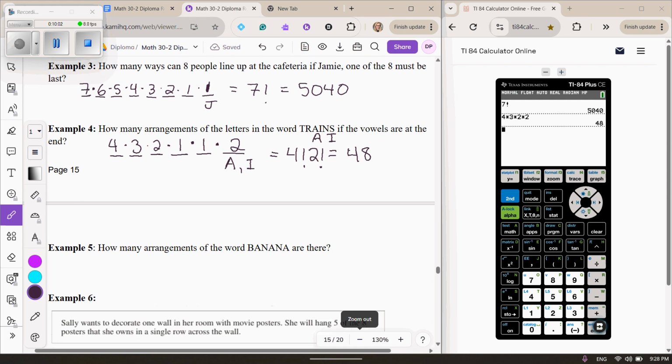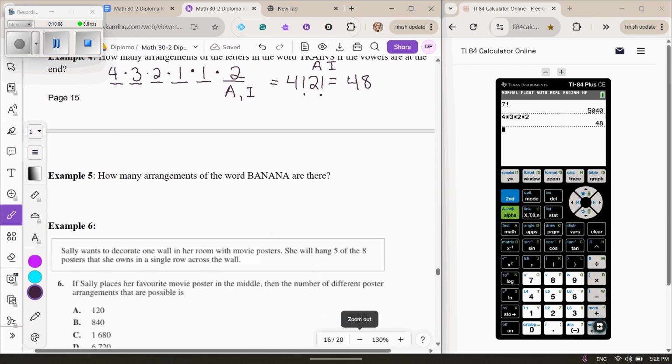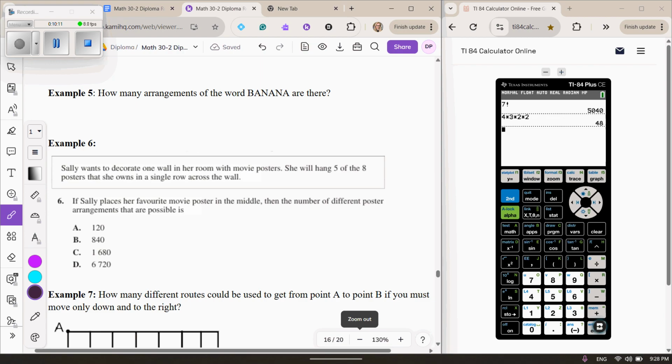All right, so far we've been doing a lot of permutations with restrictions. Now we're going to talk about permutations with repetition. So the next question says, how many arrangements of the word banana are there? And there's no restrictions. But I do notice in this question that we have three A's in the word banana and two N's. And what that does is decrease the amount of options, right? Because those A's and those N's, they're indistinguishable. That means that even if we switch their places, it actually doesn't change the word.